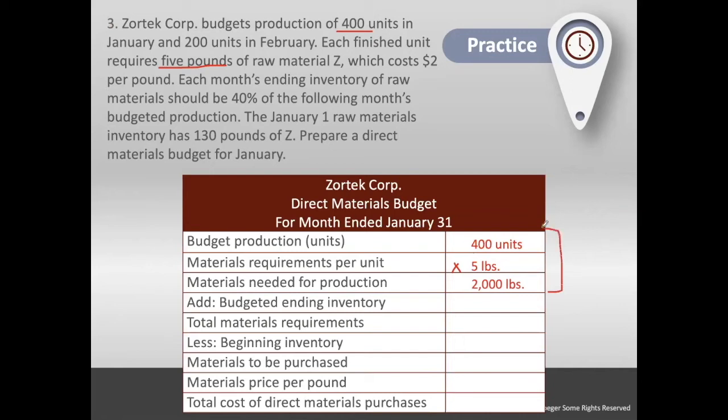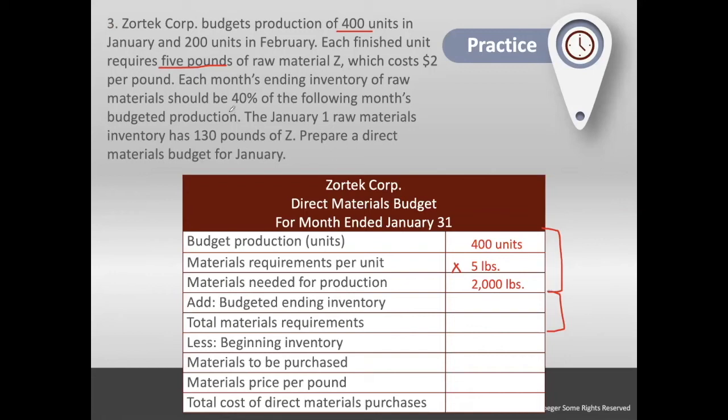That's our first step. Our second step is to add the budgeted ending inventory requirements. How many pounds of this material do we need to purchase to satisfy what we want at the end of the month to cover the beginning of February?